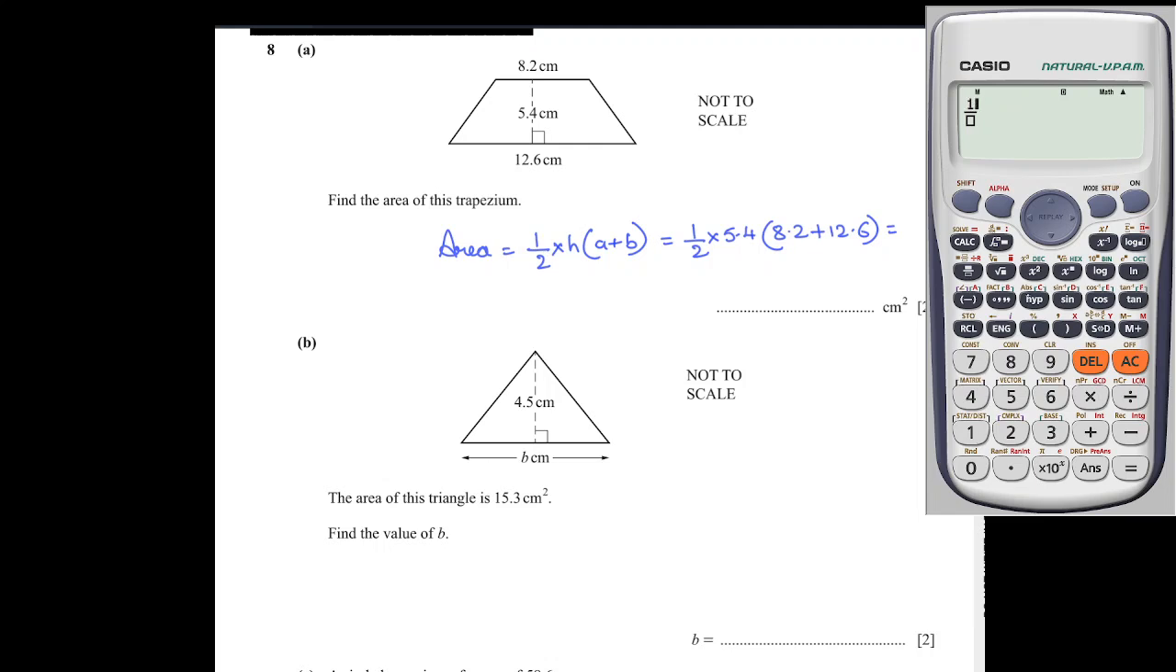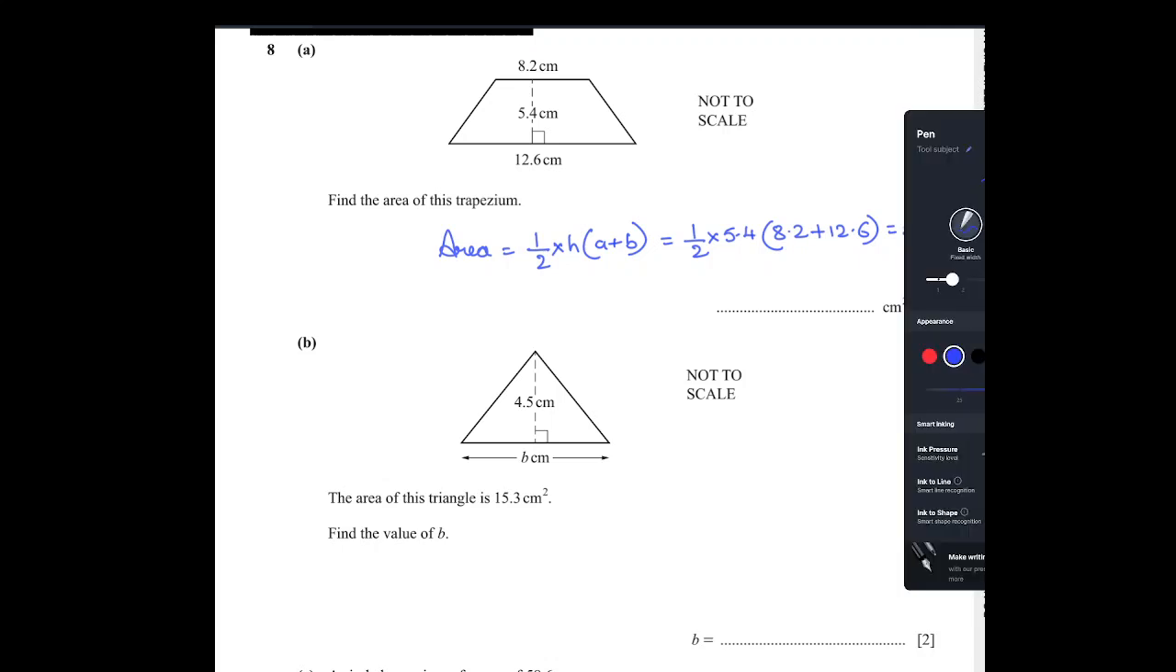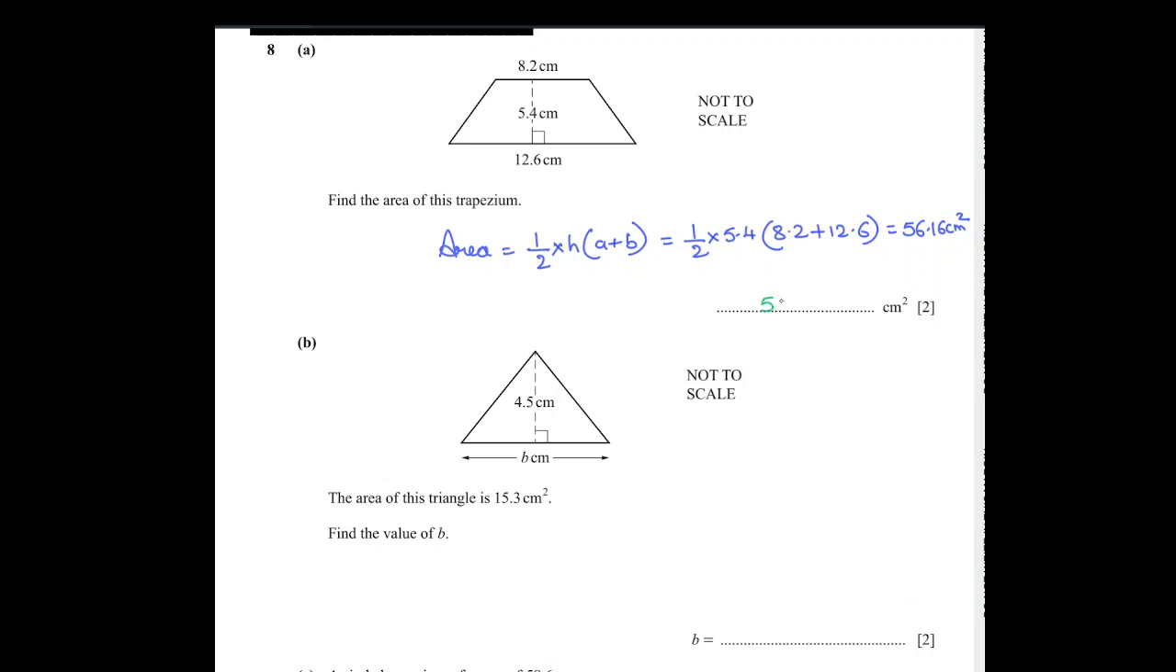Half into height is 5.4 into bracket open 8.2 plus 12.6, 56.16 centimeter square. That is the area unit. Question number A is done.